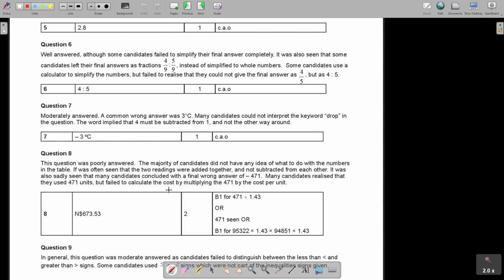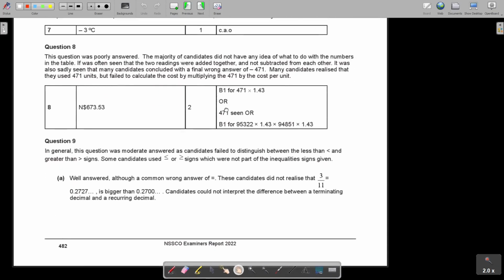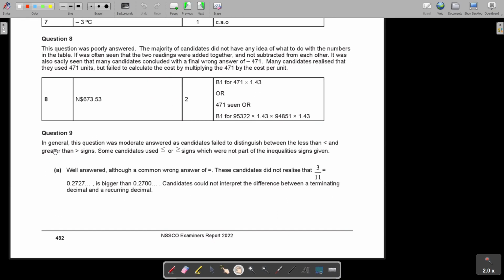Okay, so we start with question number 9. So it was just putting in that inequality sign. Just read what they say here. It was in the inequalities. In general, this question was moderately answered as candidates failed to distinguish between the less and the greater. Always just remember that mouth story. Some candidates use the equal sign. Be careful. Well answered, although a common wrong answer is equal. These candidates did not realize that 3 over 11 equals 0.27 recurring is bigger than 0.27.